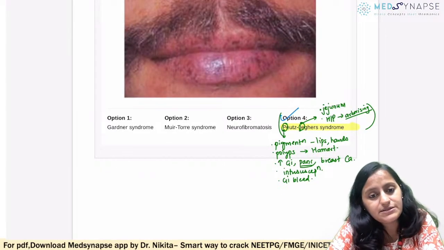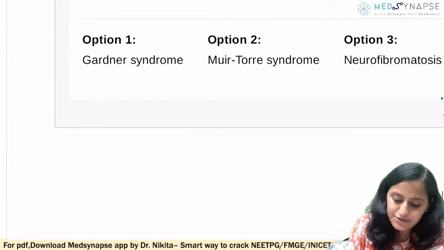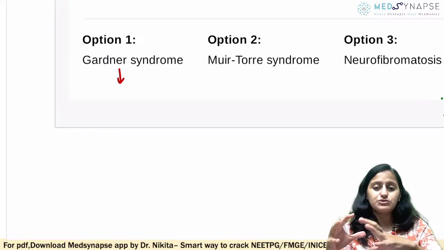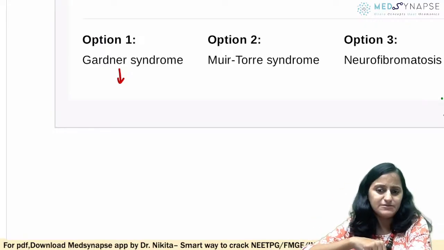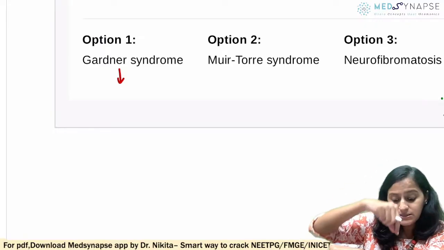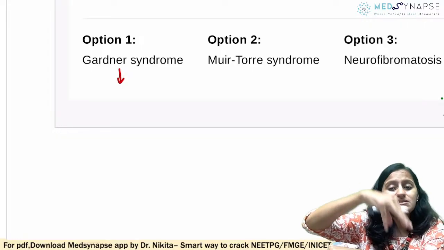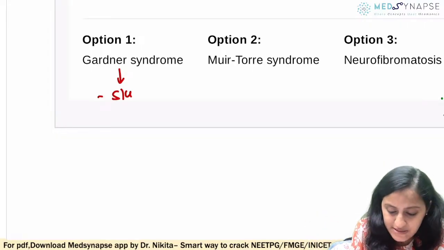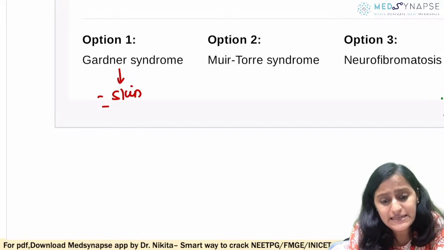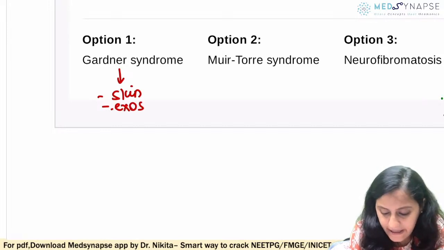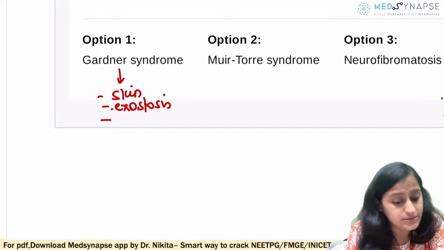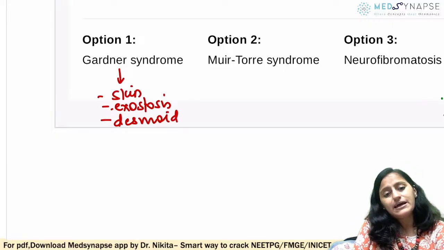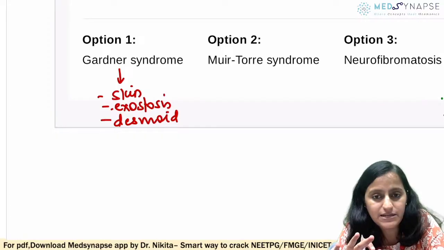Okay, Peutz-Jeghers syndrome. What do you have in Gardner syndrome? Gardener, remember gardener going to the garden, getting a thorn prick. हमने ये short में सीखा है trick mnemonic. So everything which is related to the skin and the deep soft tissue. So skin के tumors हो सकते हैं, right? जैसे exostosis होता है, या फिर desmoid tumors होता है soft tissue का. So basically you get the skin and the soft tissue वाले tumors.